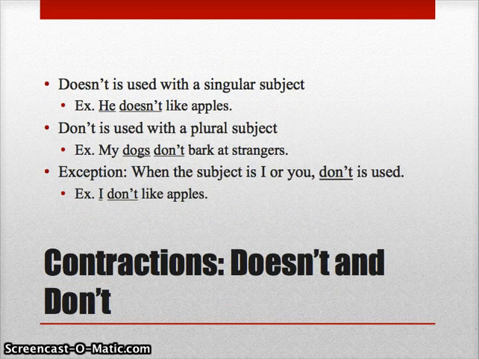When using the contractions doesn't and don't, doesn't is used with a singular subject. For example, he doesn't like apples. Don't is used with a plural subject. For example, my dogs don't bark at strangers. The only exception is when the subject is I or you. For example, I don't like apples.